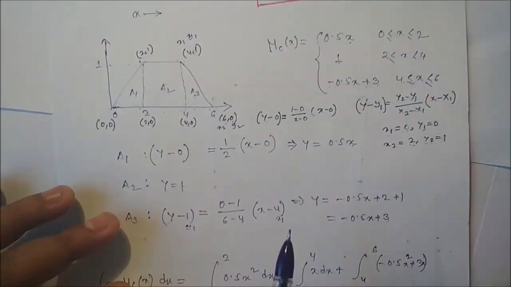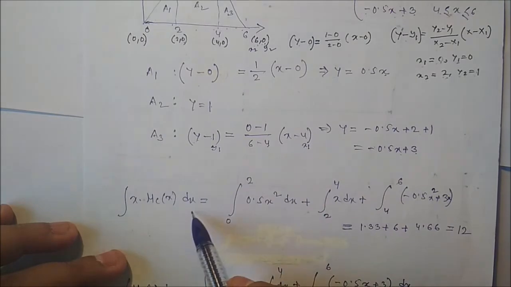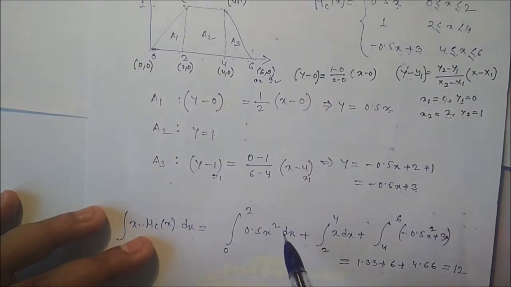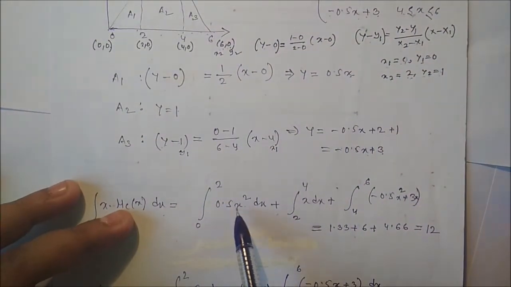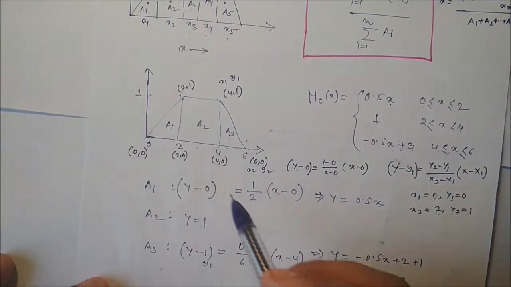Here this is the numerator part: x into mu c x. So what is x here? x into mu c x, where mu c x is 0.5x. So x into 0.5x gives 0.5x square dx, and the limits we can identify from 0 to 2.